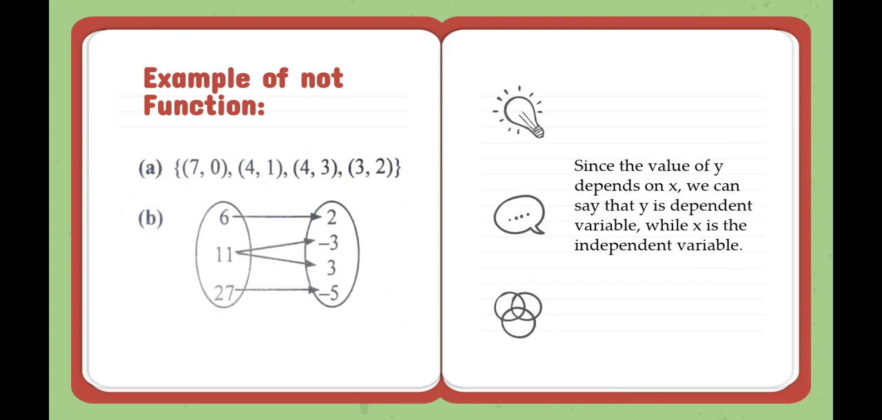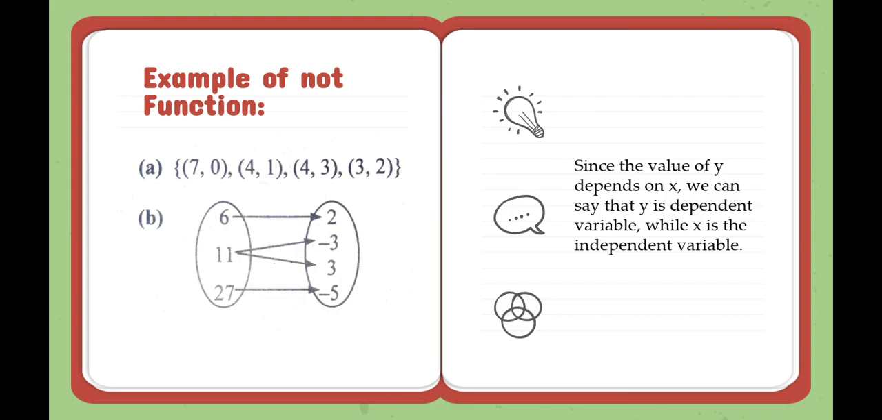So, this is the example of that function. So, we have 7, 0, 4, and 1, 4, and 3, and 3, 2. Sabi naman si 6, 2, 11, negative 3, 11, 3, and 27, and negative 5. So, kung mapapansin niyo, hindi po siya function. Bakit? Kasi kung mapapansin natin sa set A, sa given A, ang 4 ay naulit na. So, therefore, hindi po siya function. Remember, sinabi ko na po kanina dapat observe po natin yung domain natin or yung set of all x values natin kung ito ba ay naulit o hindi.